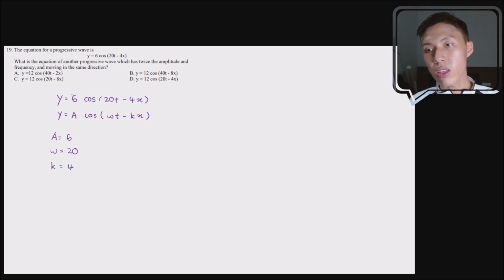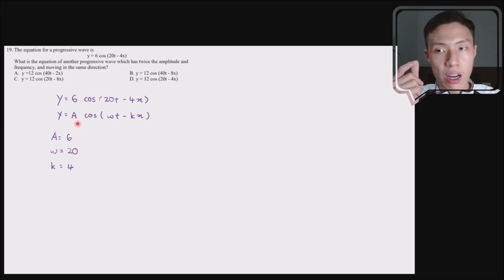If you see here, I haven't attached any unit to the amplitude, the angular frequency, or the wave number. Why? Because it didn't state whether x and y are in cm or in meters, so we are not sure. Whether time is in seconds or minutes, we are not sure as well. So for now, I'm not going to attach any unit to these values. I'll leave it as it is until I know whether it's cm or meter, and only then I attach the unit to it.